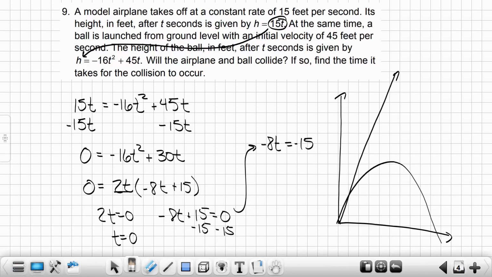Negative 8t equals negative 15. I was off on what time we got. T is positive 15/8, so yes, they cross at 15/8 of a second. So 1 point, whatever that is, 1.875 seconds they cross. Which is actually pretty close to what I did. Wouldn't it be negative 15 over here? Because it's a negative with a negative? Negative over negative makes positive.